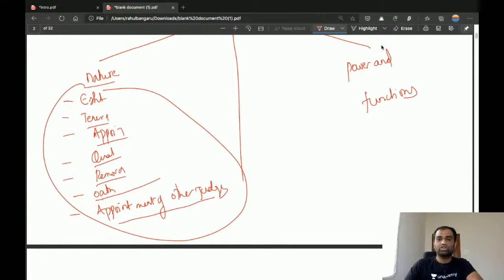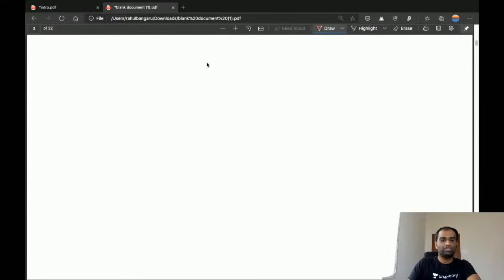Now in this class we are going to discuss the powers and functions of the Supreme Court. The powers and functions of the Supreme Court.